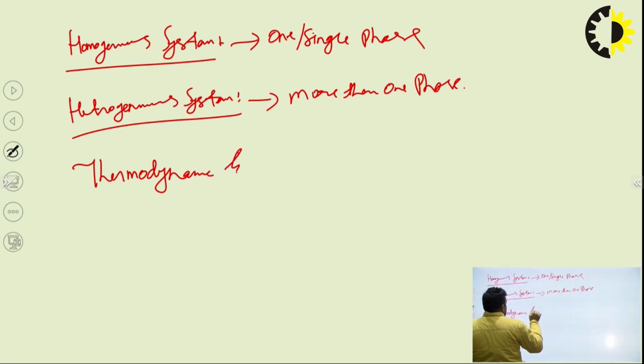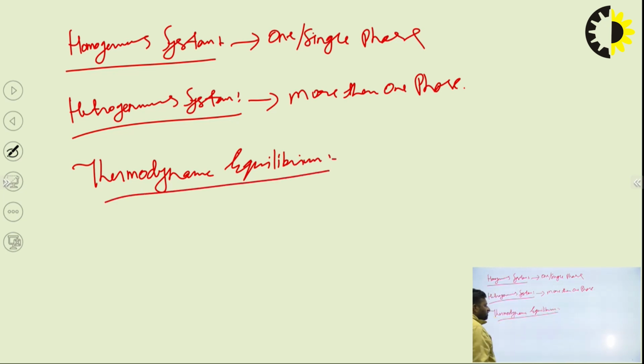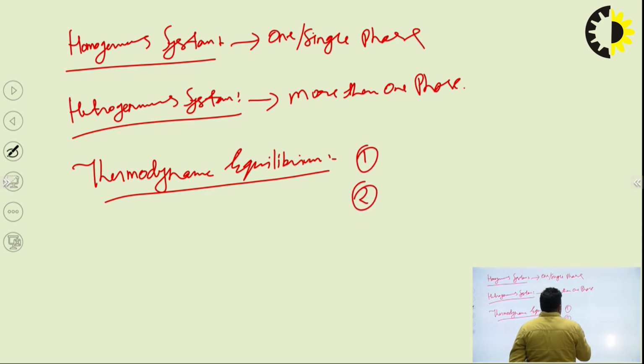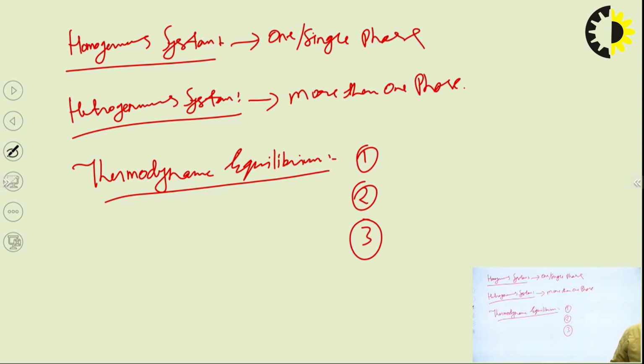Thermodynamic equilibrium. In thermodynamic equilibrium, basically there are three types of equilibrium. Three types of equilibrium means mechanical equilibrium, chemical equilibrium, or thermal equilibrium. First one is mechanical equilibrium.